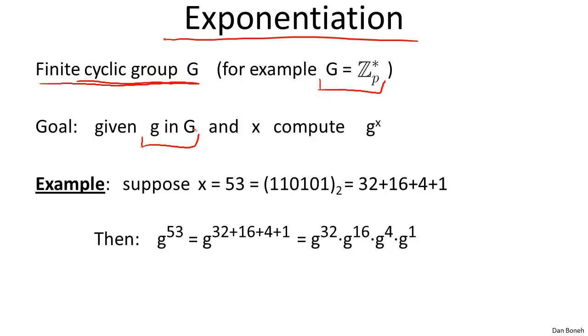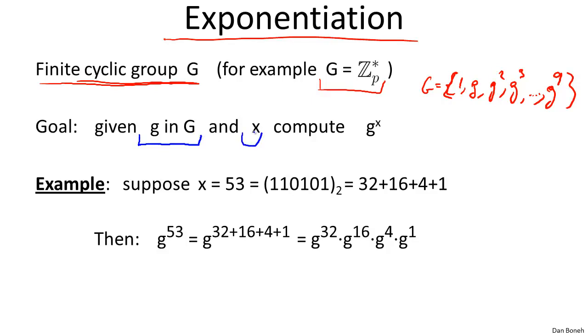And again, I want to emphasize that the group G is simply the powers of this generator up to the order of the group. I'll write it as g to the q. So our goal now is, given this element g and some exponent x, to compute the value of g to the x.